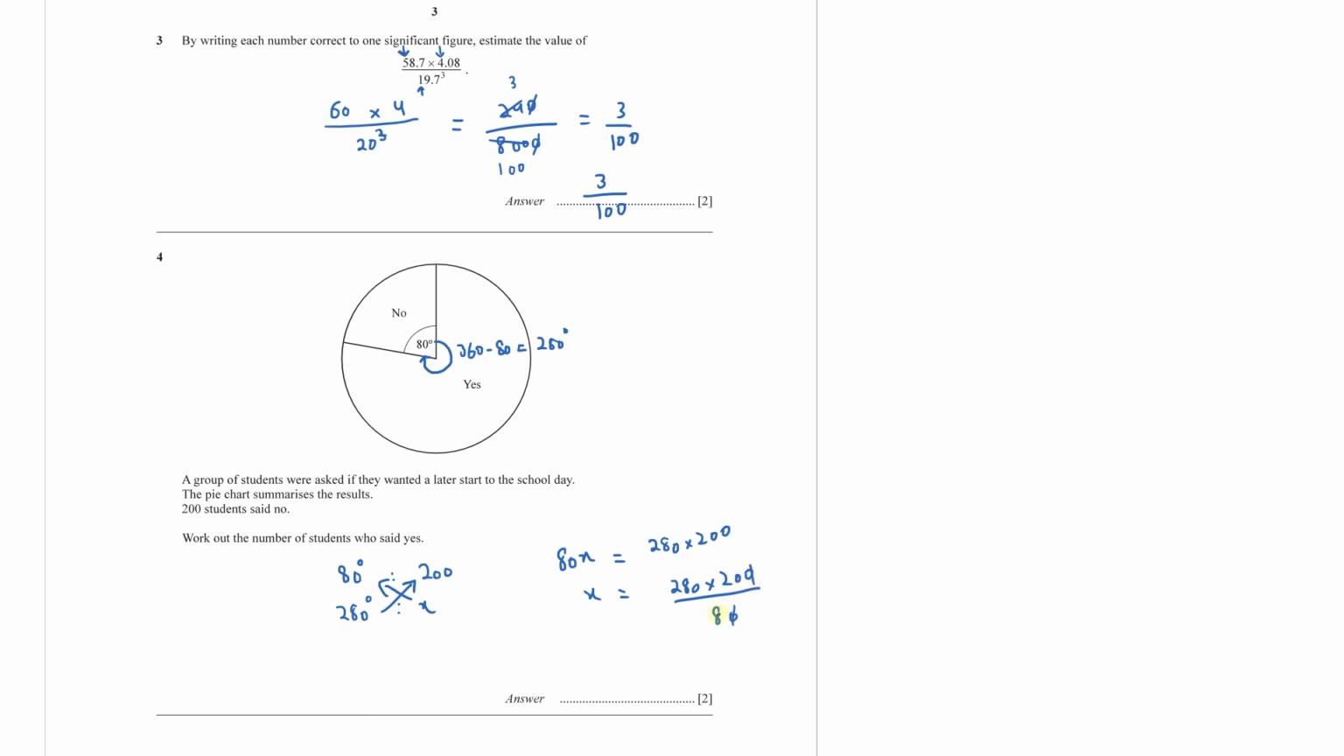Zeros cancel out. 4 twos are 8. 4 times 5 is 20. 2 ones are 2. 2 ones are 2. 4 0. So 140 times 5. So you have to calculate 140 times 5: 5 fours are 20, 2 carry 5, under 5, 700. So 700 is your answer. So here x equals 700. So 700 students said yes.